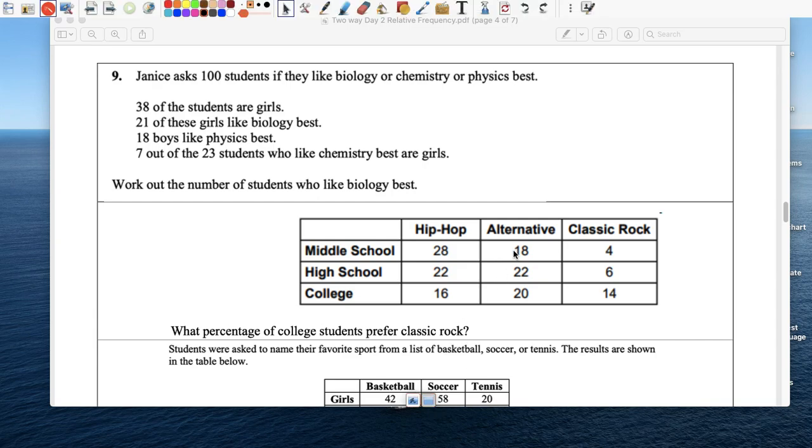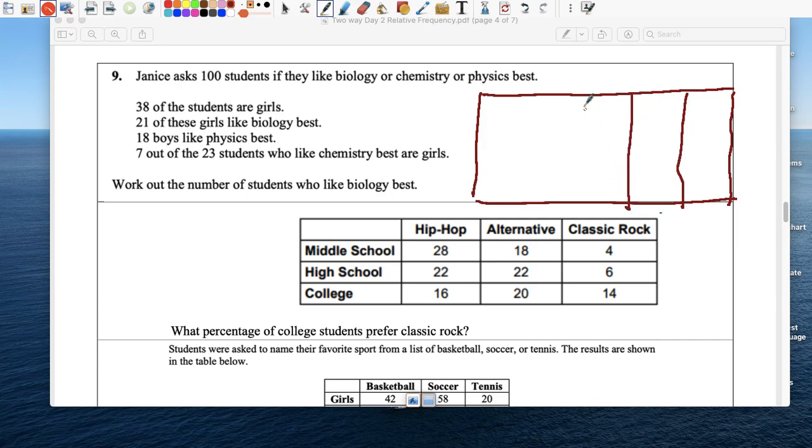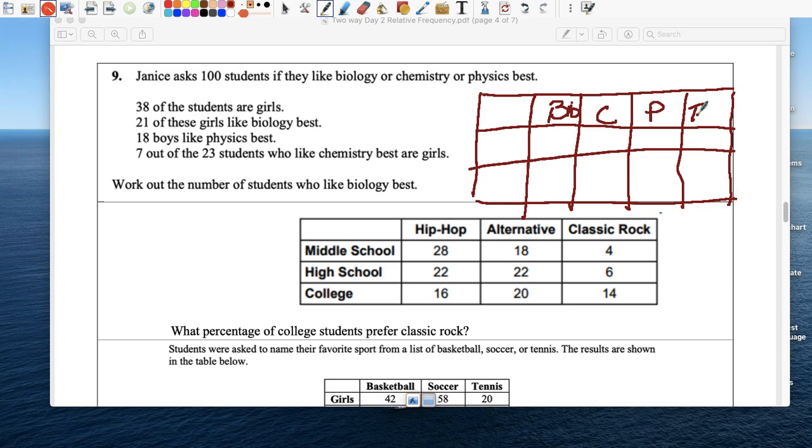So another one. 100 students, biology, chemistry, or physics, okay. Boys and girls again. We have biology, chemistry, physics, total, and this is going to be boys and girls, and I'm going to put one more row right at the bottom here, my total.